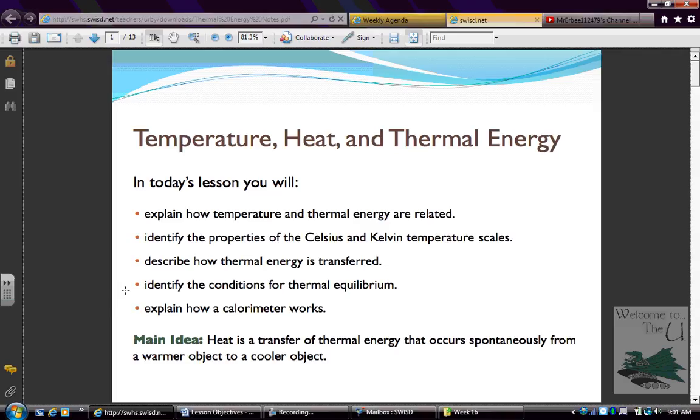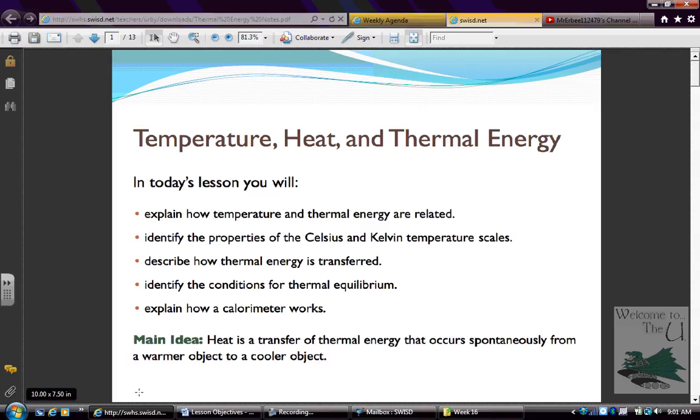We're also going to describe how thermal energy is transferred. We're going to identify conditions for thermal equilibrium, which is where temperatures can balance each other out. And then we're going to explain how a calorimeter works. We might not get to this last one in these notes, but we are going to cover it when we come back from our Christmas break.